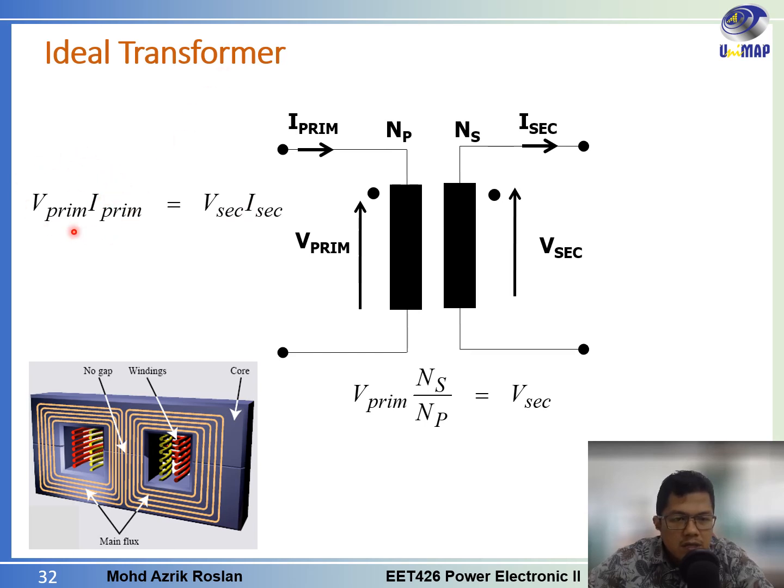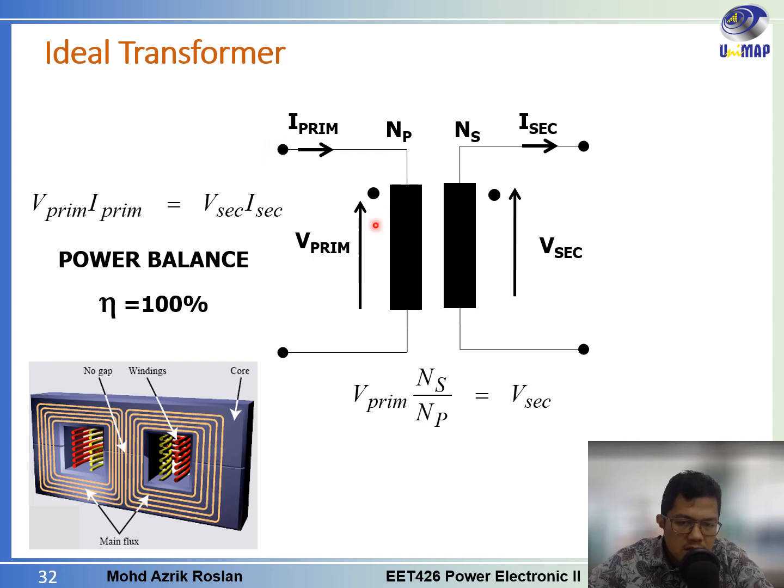So this is the conservation of power because we assume an ideal transformer. The input power, V multiplied by I, will be equal to the output power, V secondary multiplied by I secondary. This only occurs when we have an efficiency of 100%. It means that we don't consider any losses in this transformer. That's why we consider it an ideal transformer.